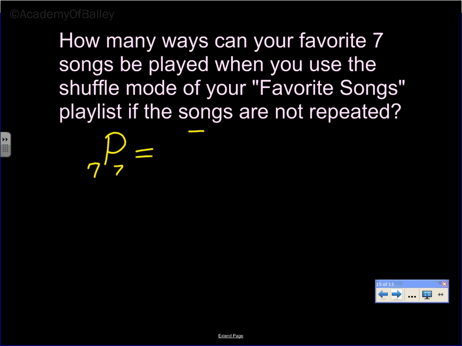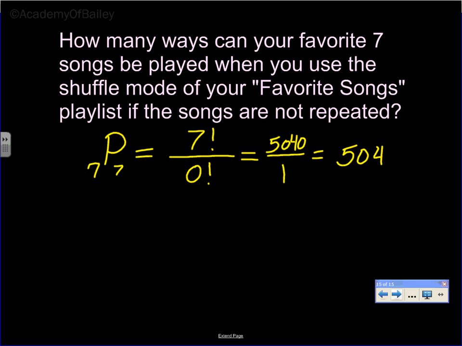So we know on top, 7 factorial, and on bottom, 7 minus 7 is 0 factorial. And 7 factorial divided by 0 factorial, well, we know 0 factorial is 1. And on top, we have 7 factorial, and 7 factorial is going to be 5,040. And there are 5,040 different ways that you can listen to your 7 favorite songs.